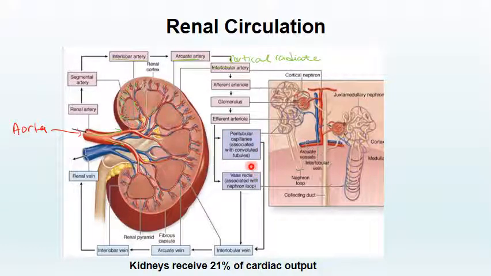Okay, that efferent arteriole is then going to lead to either peritubular capillaries or the vasa recta. These over here are two different nephrons. So this is what we call a cortical nephron, and then over here we have a juxtamedullary nephron. The difference between peritubular capillaries and vasa recta is determined by whether we're in a cortical nephron or a juxtamedullary nephron.